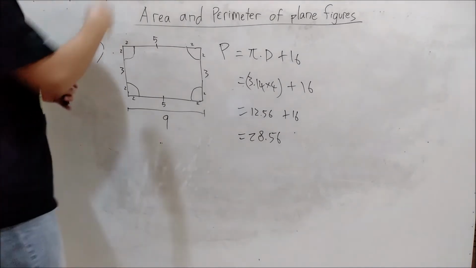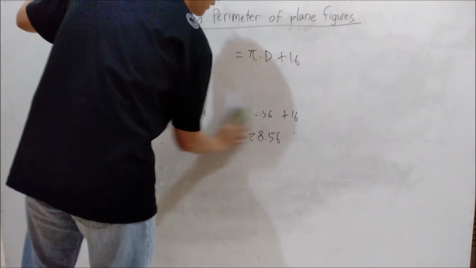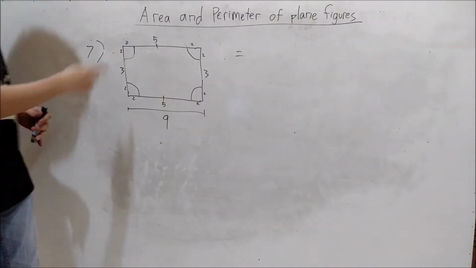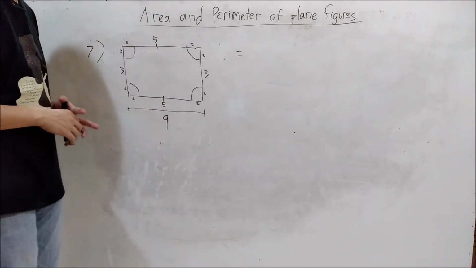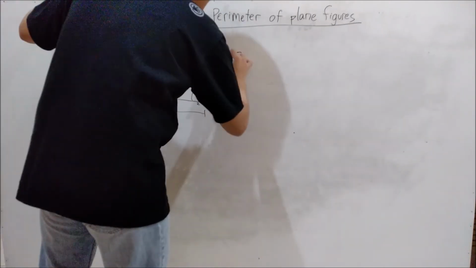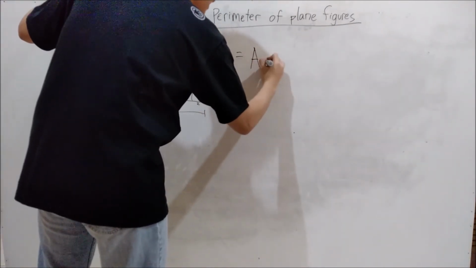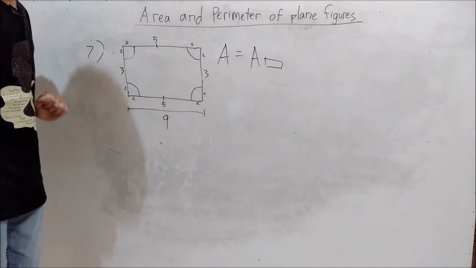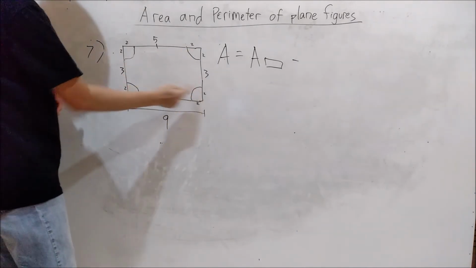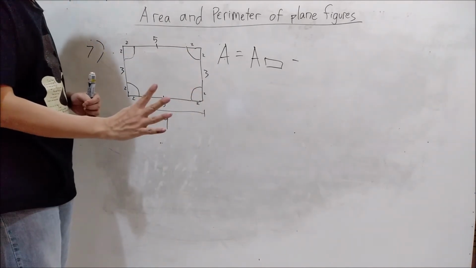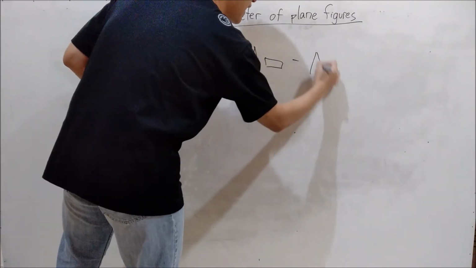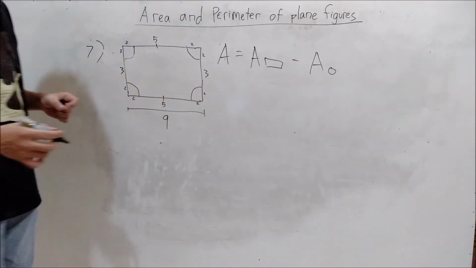That's for the perimeter. Let's move on with the area. For the area of the figure, since I remove this quadrant, I will just count the area of the rectangle. So the total area will be the area of the rectangle, and then I will minus a quarter, a quarter, a quarter, a quarter. Since I have 4 quarters, they will combine as one circle. So it will be minus the area of a circle, right?